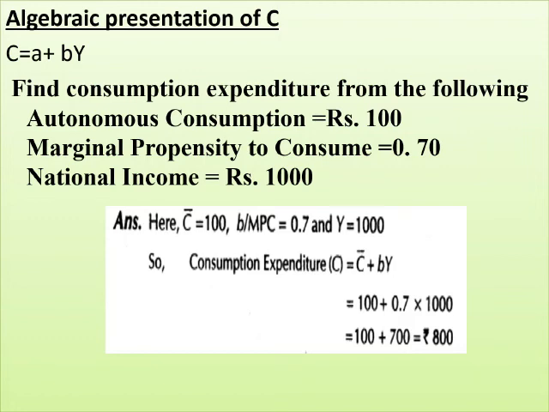Now, one numerical is given. Find out consumption expenditure from the following. Autonomous consumption is 100 rupees, MPC 0.7, national income is 1000 rupees. We will put the formula C bar plus BY. C bar and A are the same thing, we can use A or C bar. It shows the autonomous consumption. B is MPC, Y is national income. We will put the values: 100 plus 0.7 into 1000. It is equal to 800.